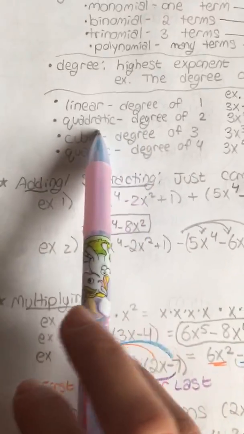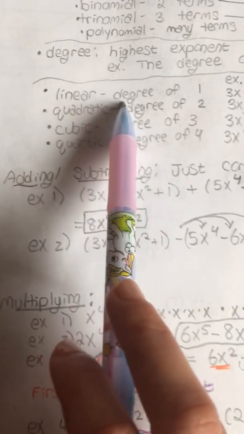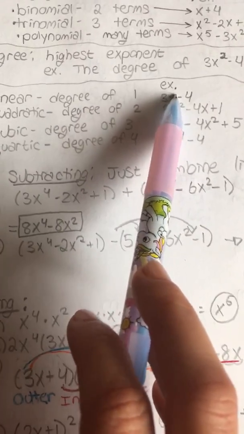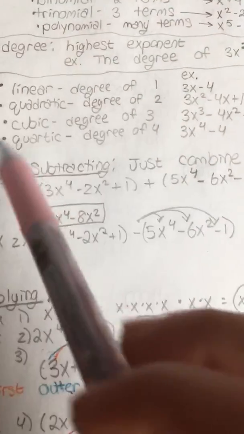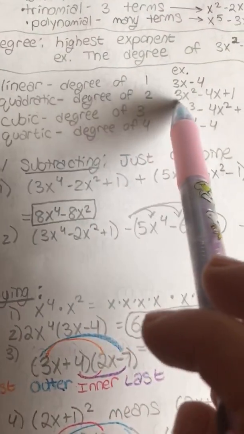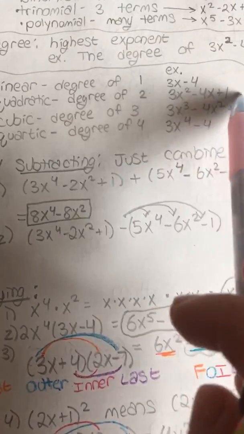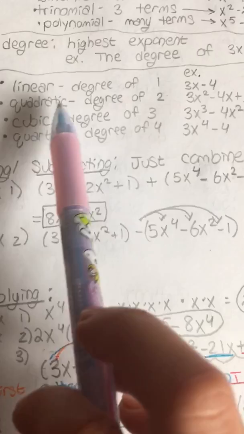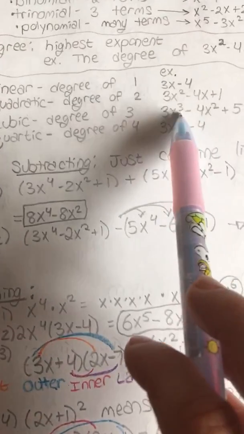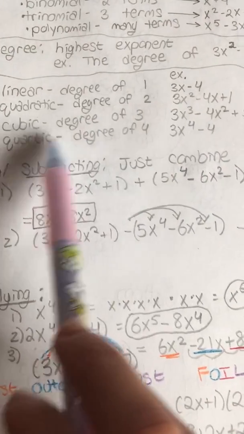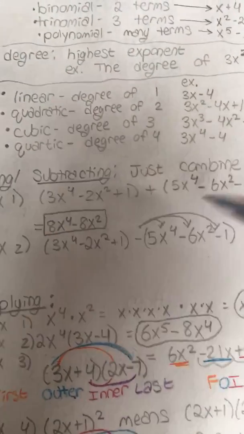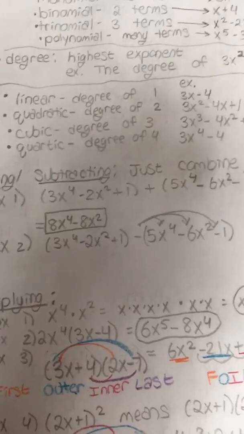You'll also need to know these words. Linear means it has a degree of 1. So basically there would be a variable with no exponent because the imaginary exponent is 1. Quadratic is if you have a degree of 2, 3x squared. Doesn't matter how many terms, you're just looking at the highest exponent. Cubic would be a degree of 3, and quartic would be a degree of 4. There are names for the ones after this, but you don't really need to know those until Algebra 2, and usually they reteach that to you there.